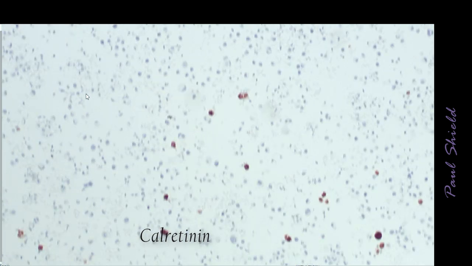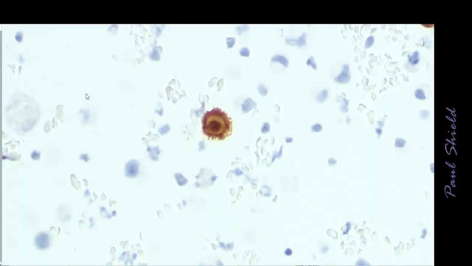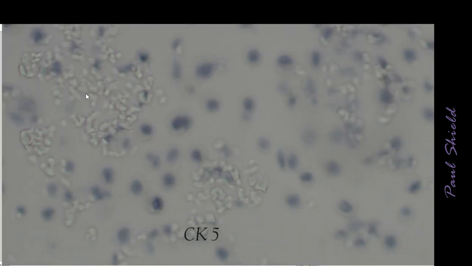This is calretinin, and so it's staining just a few cells in the background. This is like an internal control, I guess. So we definitely have some cells here. And look at that, it's a beautiful fried egg pattern that we see. This is CK5, so in this case it's just cytoplasmic staining. And you can see, again, just scattered positive cells around the place. And they're staining just in the cytoplasm, so nuclei are negative.